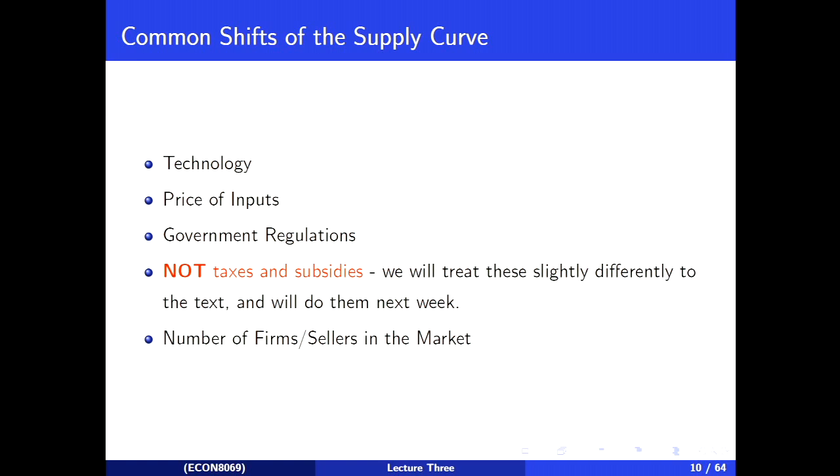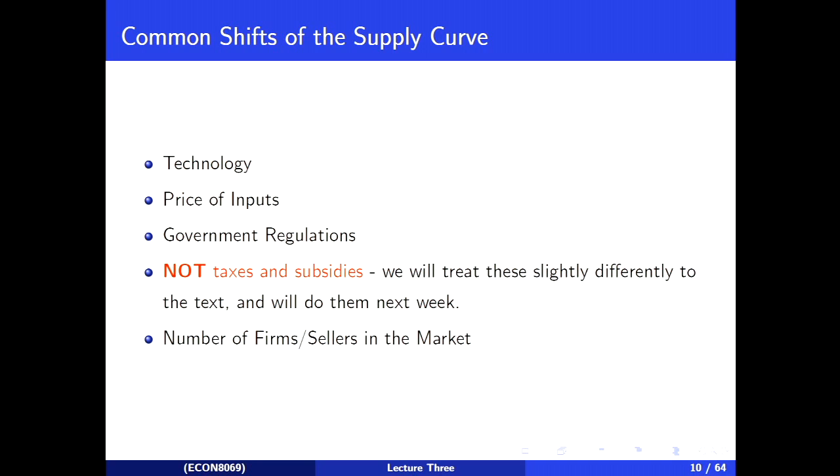We will not include taxes and subsidies in this framework, because we will treat taxes and subsidies differently, and we'll talk about them next week. It's much more enlightening to talk about them as a separate kind of object, rather than as a cost of production. The textbook does include them as a cost of production. We will not, but I'll talk about this again a lot more next week.